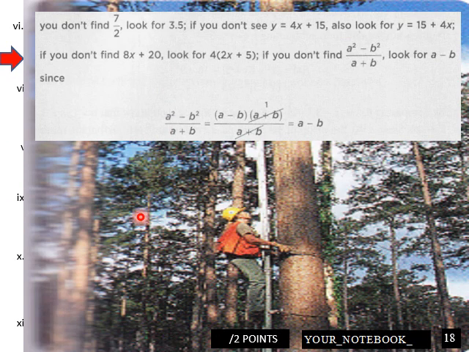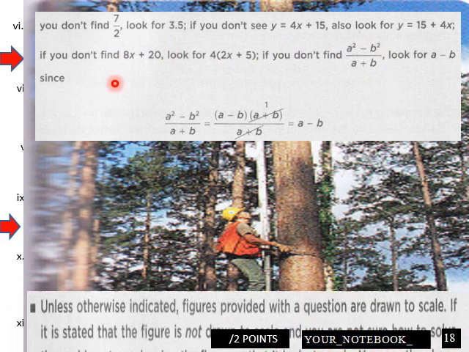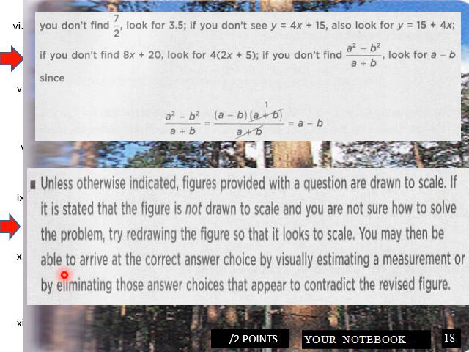Page 18. If you don't find 7 over 2, look for 3.5. If you don't see y equals 4x plus 15, look for y equals 15 plus 4x. If you don't find 8x plus 20, look for 4 times 2x plus 5. If you don't find a squared minus b squared over a plus b, look for a minus b, since this reduces down to a minus b. So it can be tricky in the form that multiple choice answers are put out there.